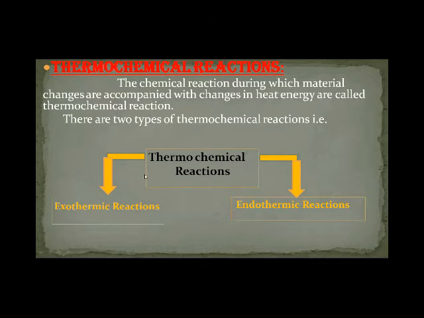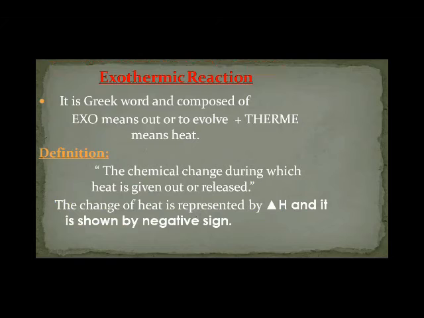Thermochemical reactions are divided into two categories: exothermic reactions and endothermic reactions. So a thermochemical reaction is a chemical reaction which takes place in the presence of heat, either heat is taken in or taken out. This is called a thermochemical reaction, and thermochemical reactions are further divided into exothermic and endothermic reactions. First, we have the exothermic reaction.